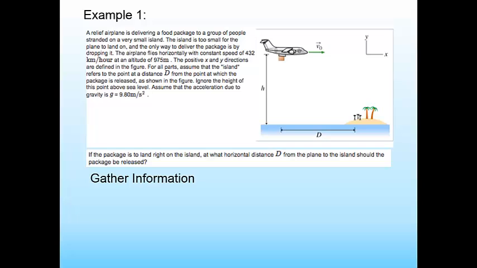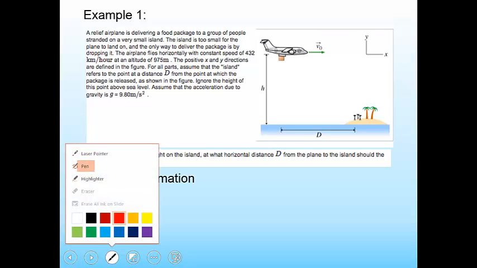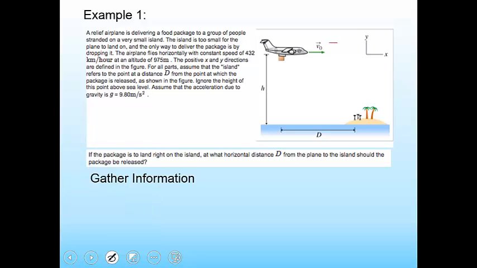So the first thing that they gave us is the velocity of the plane, which is v naught, which is equal to 432 kilometers per hour. The altitude of the plane is 975. That's equal to this h here, 975 meters.